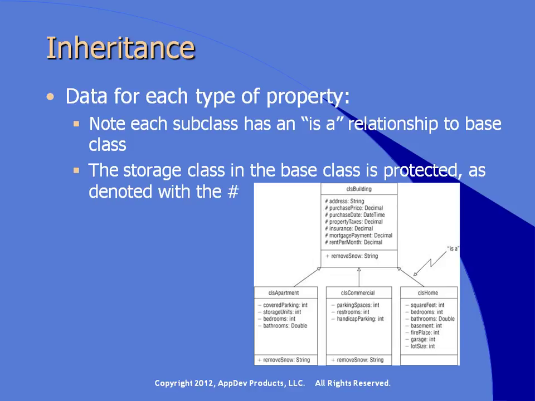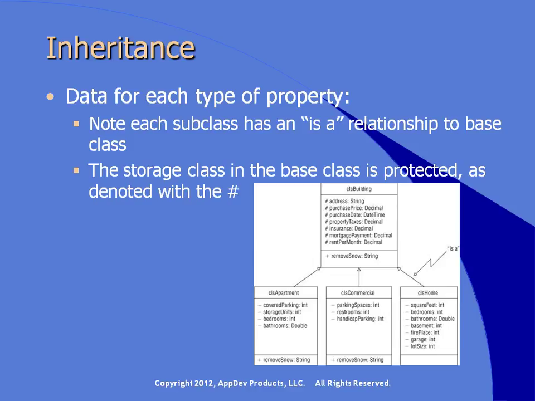But by making them protected, what that means is that class apartment, class commercial, and class home have complete access to all of those properties as though they were public to those classes. So each one of those properties is fully visible in the subclasses without any special manipulation of the data or any methods that have to have special properties or exhibit certain behaviors. They are fully available to all of the subclasses.